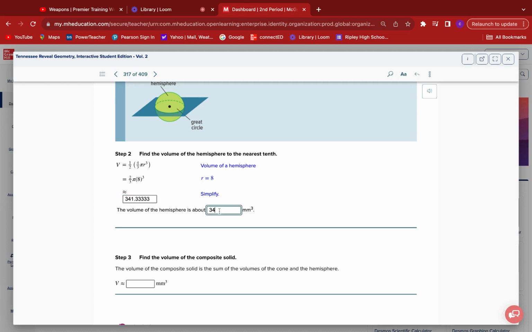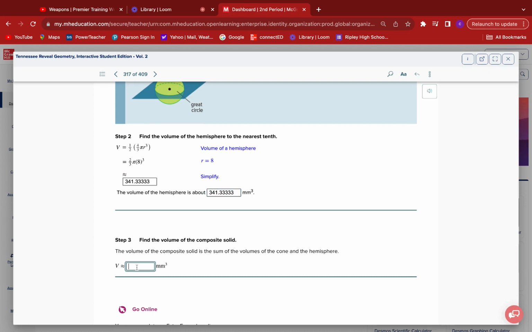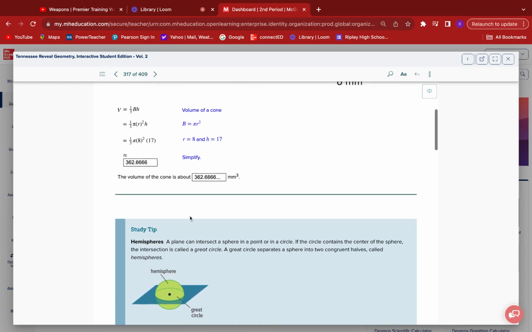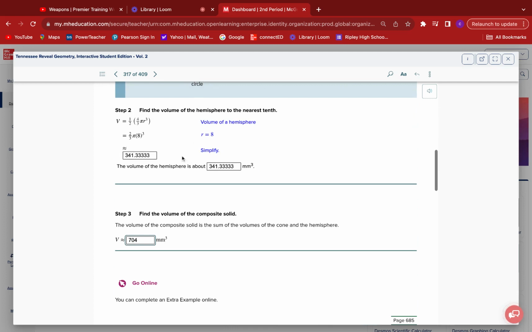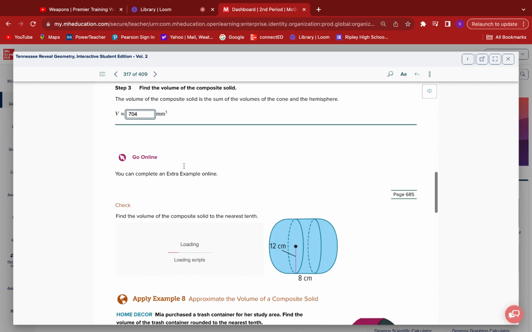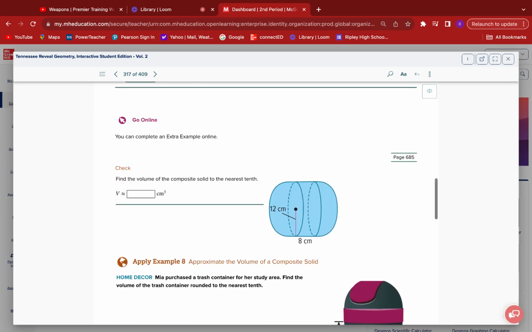All right, 341 and 1/3. Now to add those together to get the composite, it'll be 704 cubic millimeters. 704 when you add the volume of the cone and the volume of the hemisphere together. Okay, we got to check here.